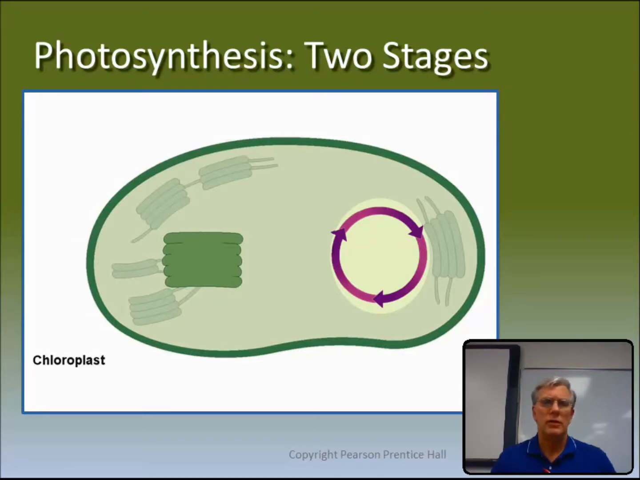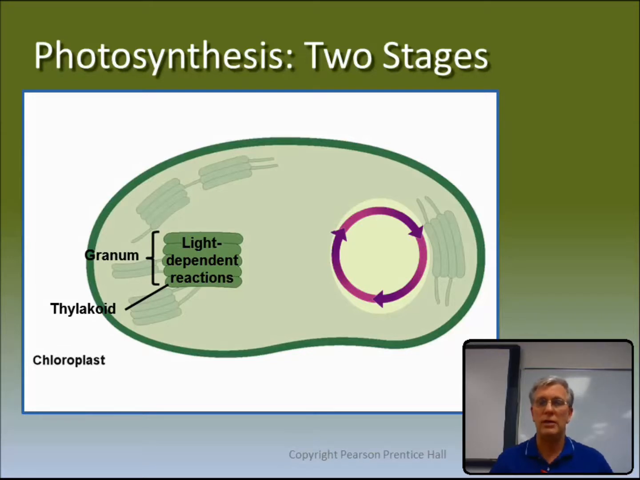All right, so here's our chloroplast, and the first stage of photosynthesis is called the light-dependent reaction because it does require light. And it takes place in the thylakoids. Again, the thylakoids are stacked up, and that's called a granum.